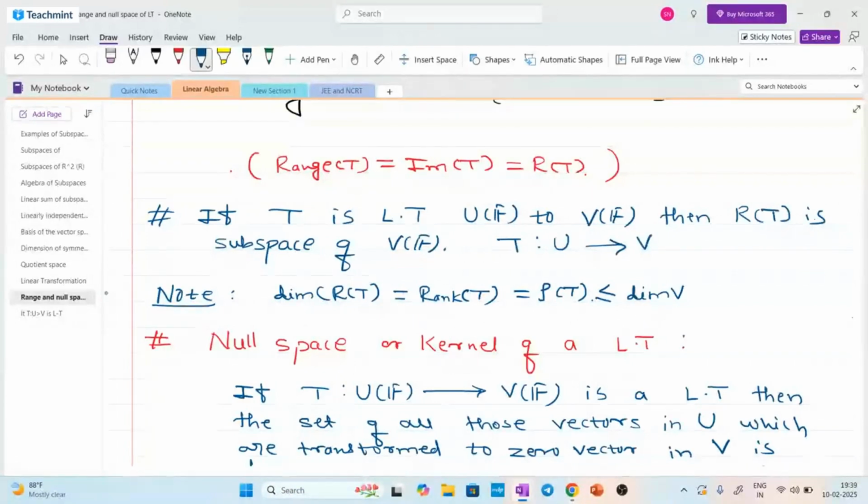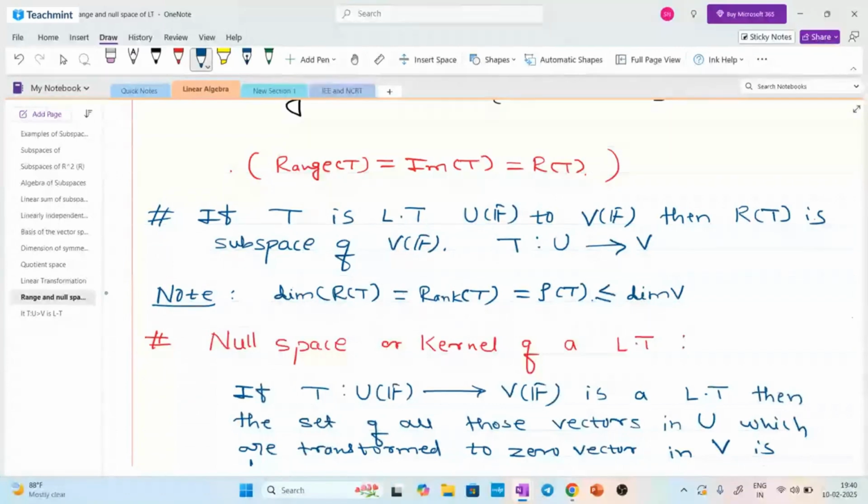Okay, then the dimension of the range of T is the rank of T. The rank of T is denoted by rho of T. Rank is always a number, and it is always less than or equal to the dimension of V, the codomain vector space. Therefore, the rank of any linear transformation is always less than or equal to the dimension of the codomain vector space. Okay, I hope all of you understand this concept.